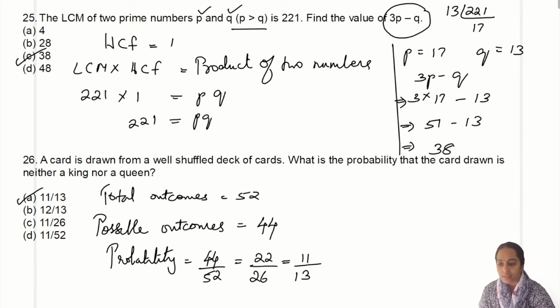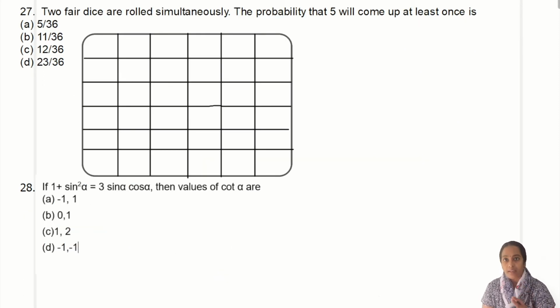Okay, now we have the next question, 27th question. 2 fair dice are rolled simultaneously. The probability that 5 will come up at least once is asked in the question. So when 2 fair dice are rolled simultaneously, you have 36 outcomes, student. So let me put down all the 36 outcomes.